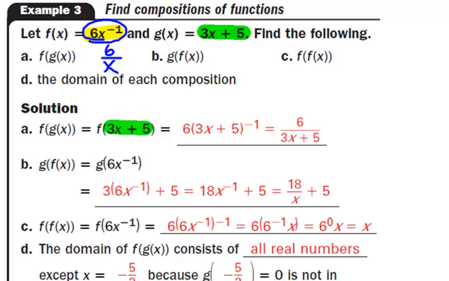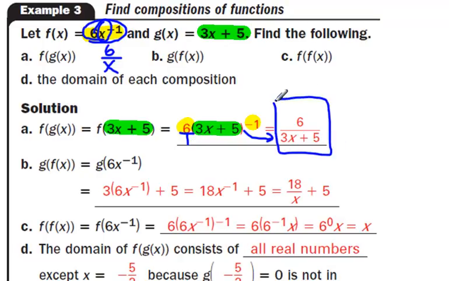So here is the original part of f. And instead of an x, like they have up here, we're going to substitute in this 3x plus 5. So according to my negative exponent rule, I'm just going to move the 3x plus 5 down to the bottom. And the 6 is going to stay right on top because remember, 6 is just the same as 6 over 1. So that's what I have. That's the end of the story right there.